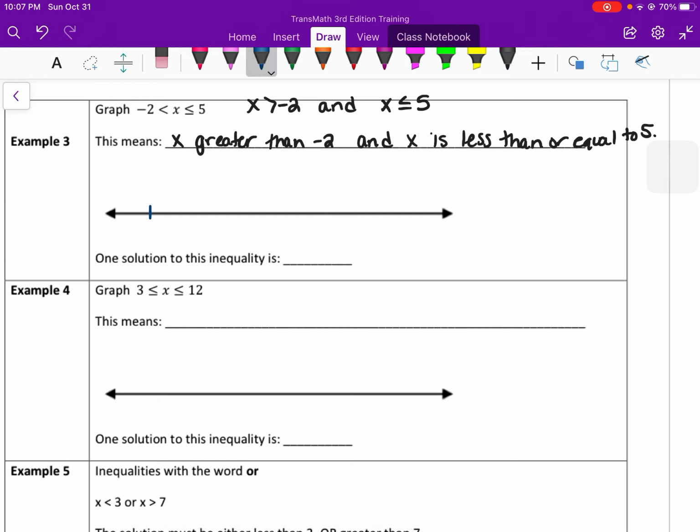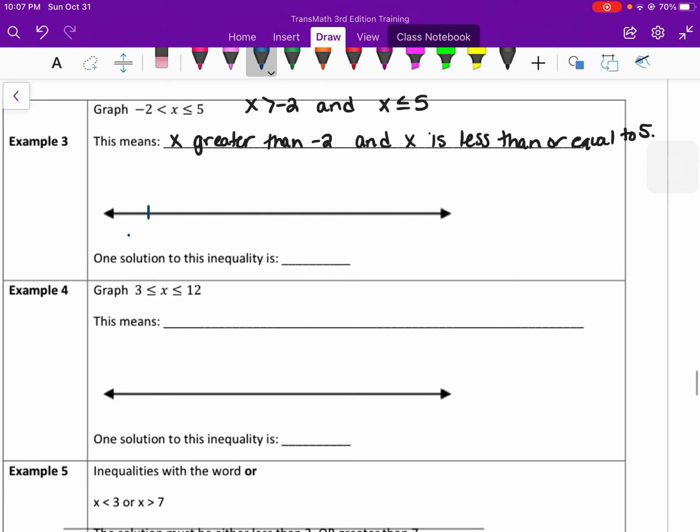So I would start by maybe plotting -4 and then working my way back: -3, -2, -1, 0, and then 1, 2, 3, 4, 5, 6, 7. So making the number line. Pause the video if you need to and make that number line.